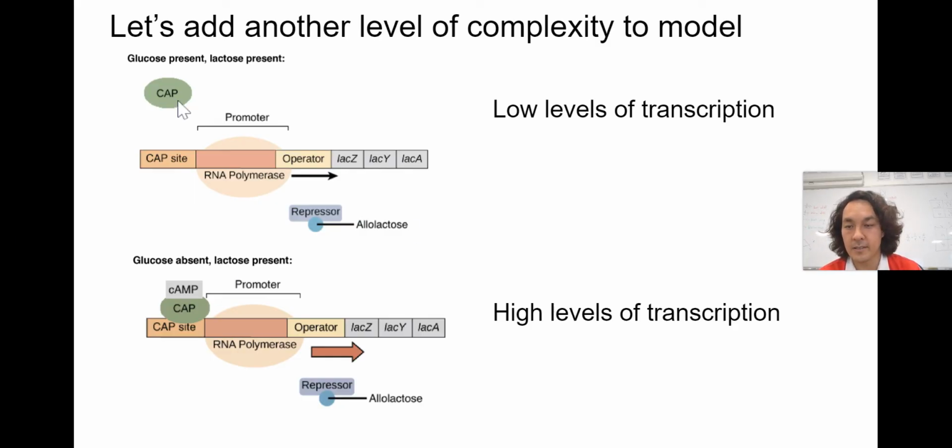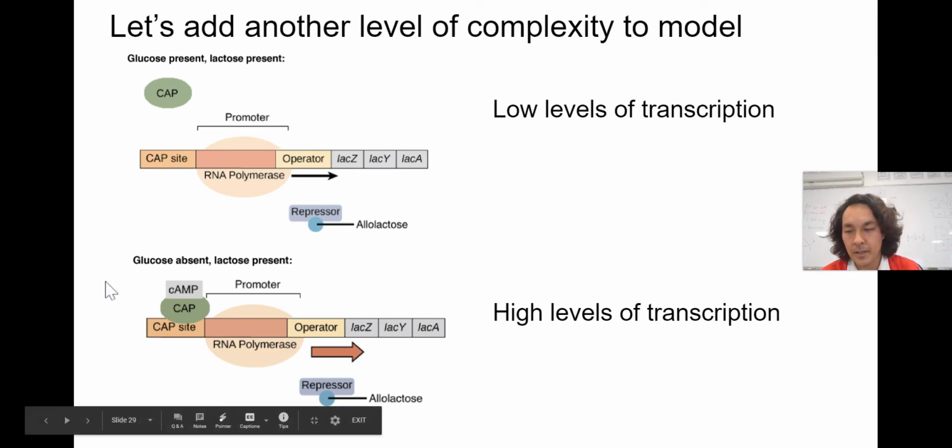So if glucose is present, then CAP is not activated, and it would say that there is lactose present. Well, that lactose will take away the repressor, so transcription can happen, but it'll happen at a low rate, because what CAP does when it is activated is it helps to promote transcription with RNA polymerase. It helps to make the process go off better. So it helps to achieve higher levels of transcription. So CAP enables the process to happen.